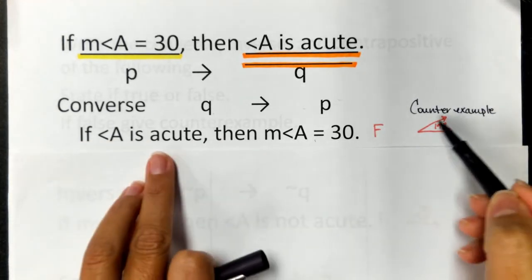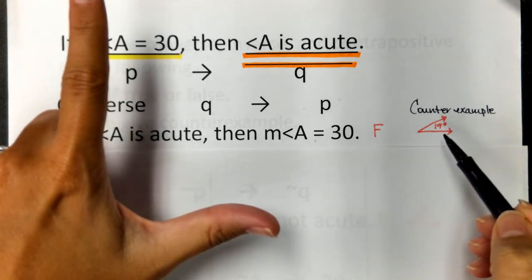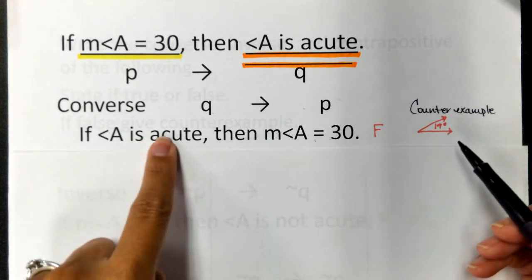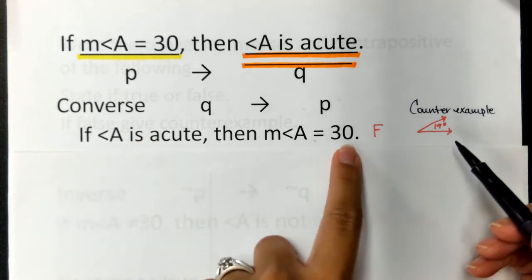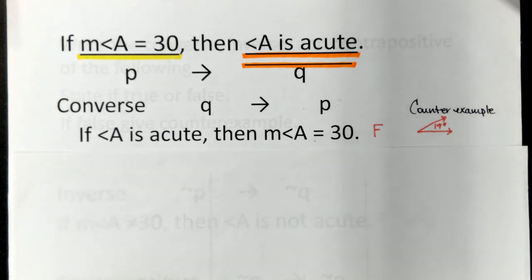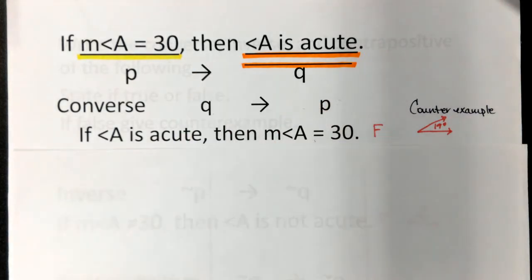Because guys, here's an acute angle. We can see that because he's obviously less than an L, right? He's an acute angle and he's 19 degrees. So I'm proving that an angle can be acute and not be 30. So here's my counterexample. That's why this conditional statement is false. So converse, take your P's and Q's and flip it.